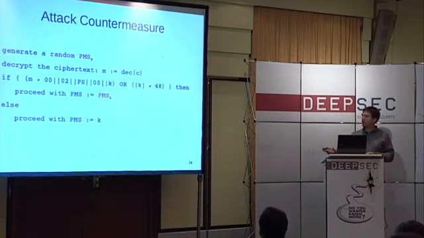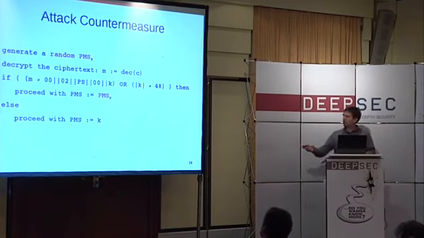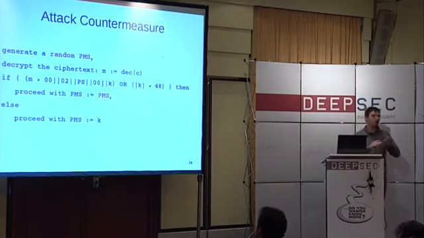What we need to do is generate at the beginning a random premaster secret. We decrypt the ciphertext, and in case the message does not start with 0002 or the message is of invalid length, then we use this random number and proceed with the TLS handshake with this random number, otherwise we use the decrypted message.